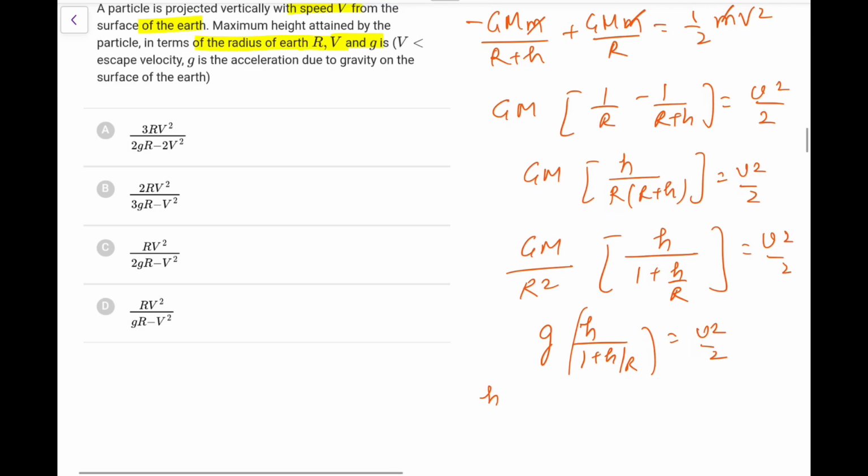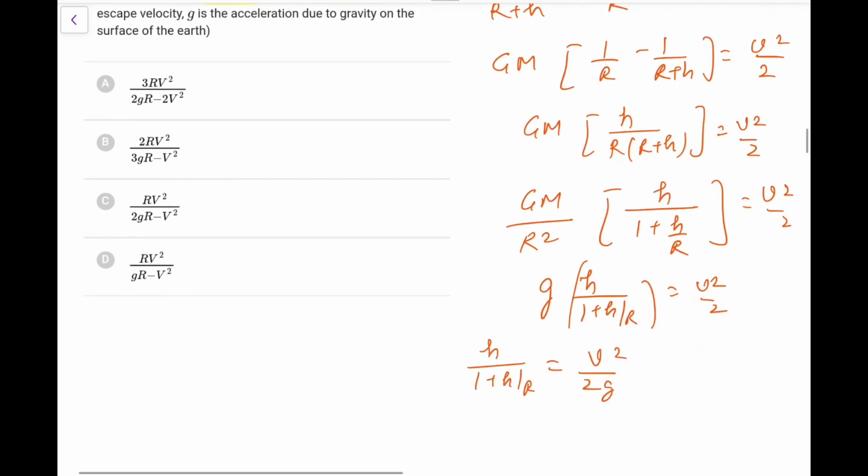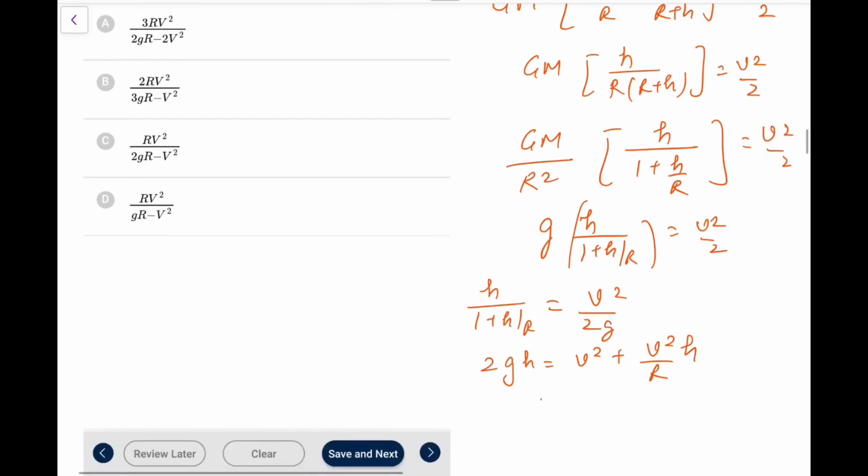So what we are left with, H upon 1 plus H by R is equal to V square by 2g. So 2gH is equal to V square plus V square upon R into H. So H would be V square upon 2g minus V square by R. So what we are left with, V square R upon 2gR minus V square, which is the option we are getting. Yes, option C you are getting.